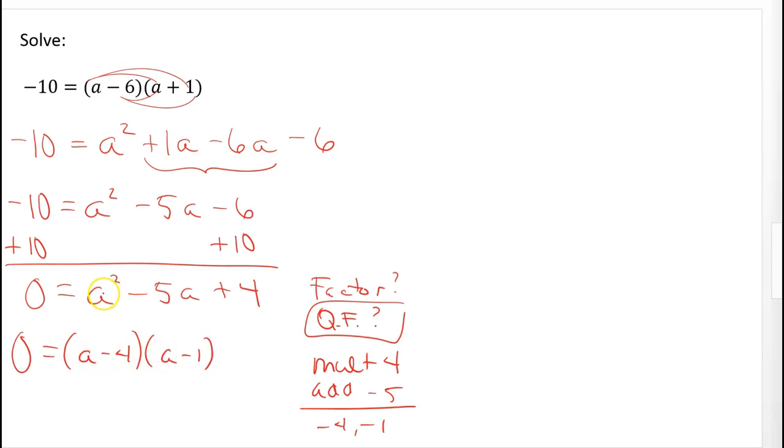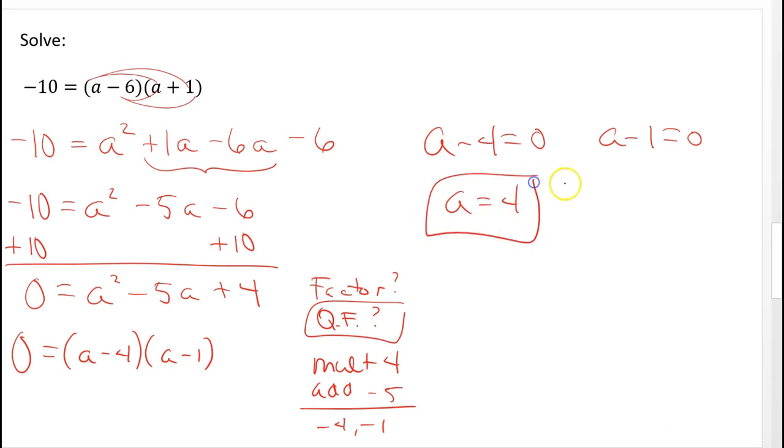Well, a times a is a squared. A times negative 1 is negative a, minus 4a gives me negative 5a, and negative 4 times negative 1 is 4. Yes, it's right. So now what do we do? Well, whenever you have a quadratic equation that's factored and it's equal to 0, then you separately set each of these factors equal to 0. So I add 4 to both sides and I get a equals 4. Or I add 1 to both sides and get a equals 1, and those are my two solutions.